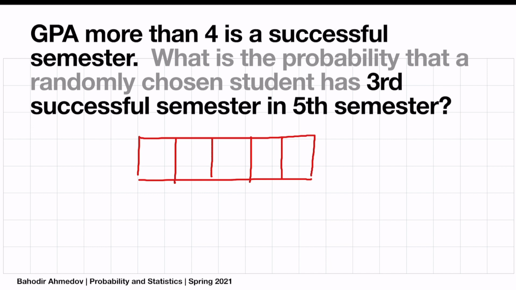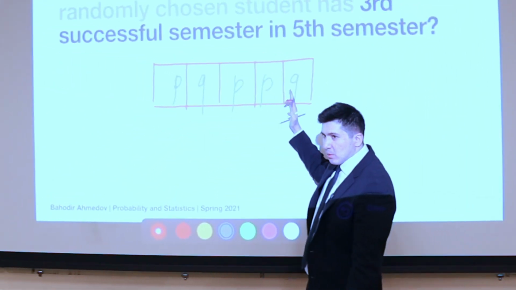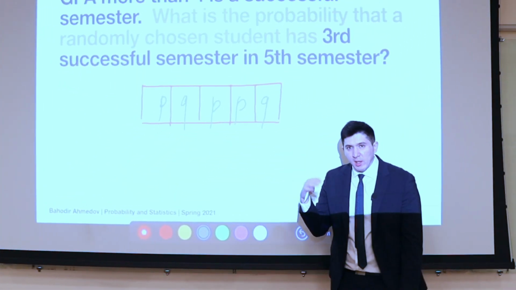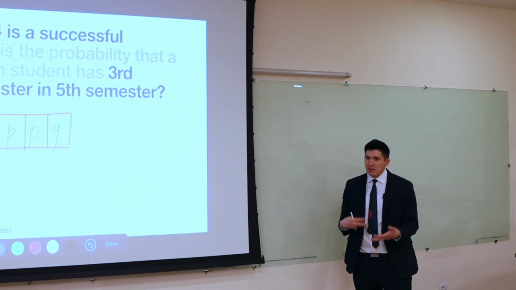PQ, PQ, P, P, Q. Is it the proper sequence of the P's and Q's? No, right? Because in this case, 3 P's, 3 successful semesters, was already in the 4, right? This is not the proper scenario. We would like to imitate this, okay?